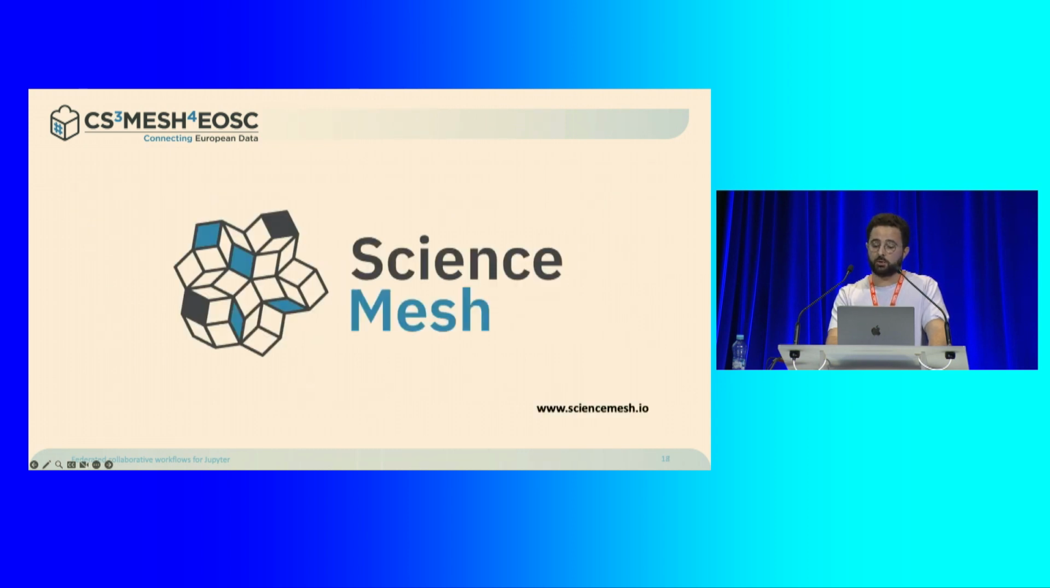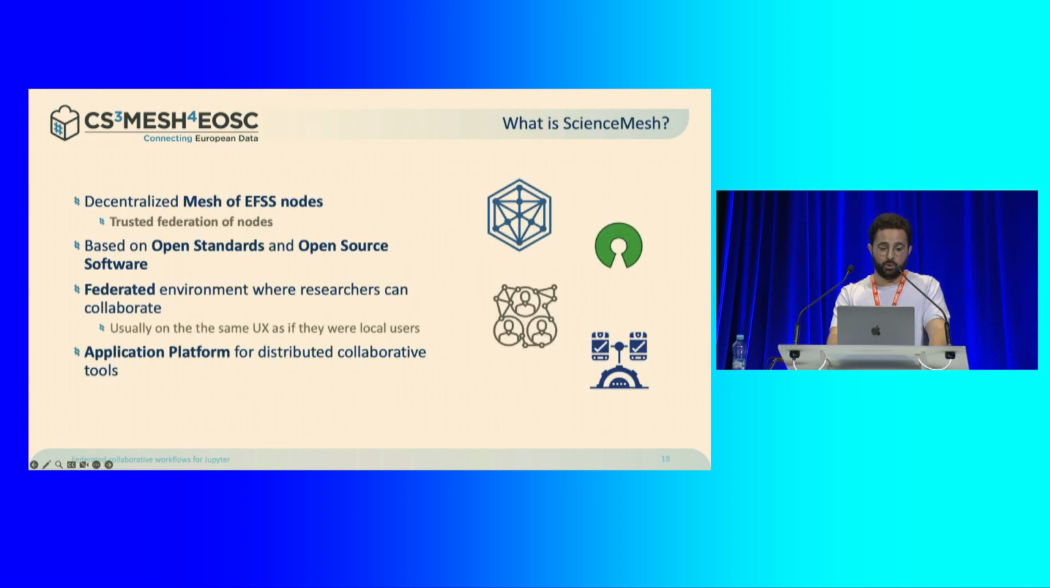And the main product, or the main outcome, of this project is the Science Mesh, which is a decentralized mesh of these EFSS nodes that I mentioned. It's a trusted federation of nodes, and basically it provides the environment that our researchers need so that they can collaborate across different nodes. And I mentioned here that we tend to have access to the same user experience and features as if we were local users, because the example here is I share something with another user that works in a different node.